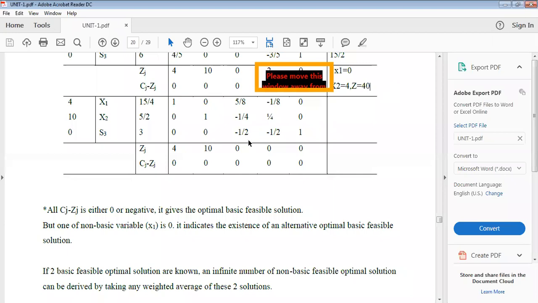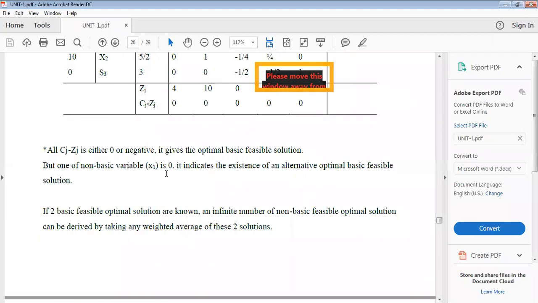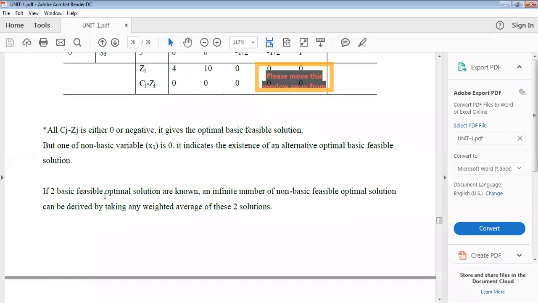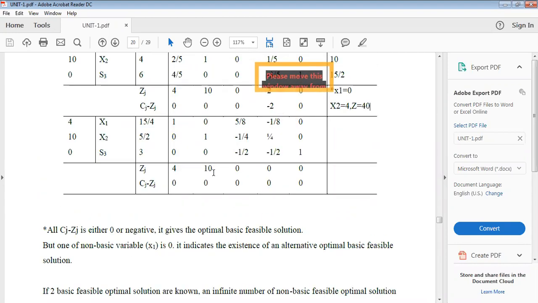But a further alternative solution here: if two basic feasible optimal solutions are known, an infinite number of non-basic feasible optimal solutions can be derived by taking any weighted average of these solutions. So after this, you can find out x1 is equal to 15 by 4 and x2 is equal to 5 by 2. x1 is equal to 15 by 4, it is coming.